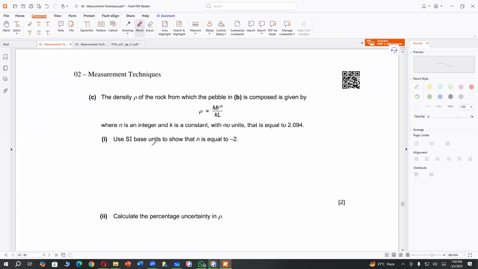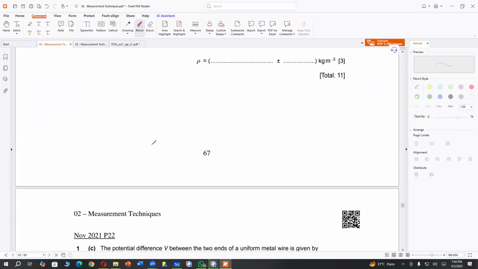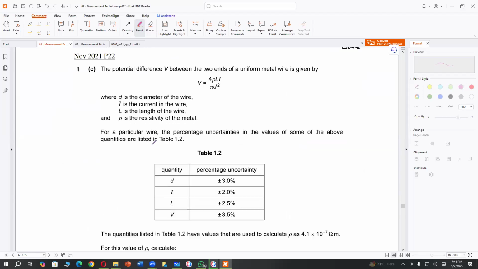So that was a good question. We practiced it, and this is a good uncertainty revision. November 21, paper 22, question number 1.